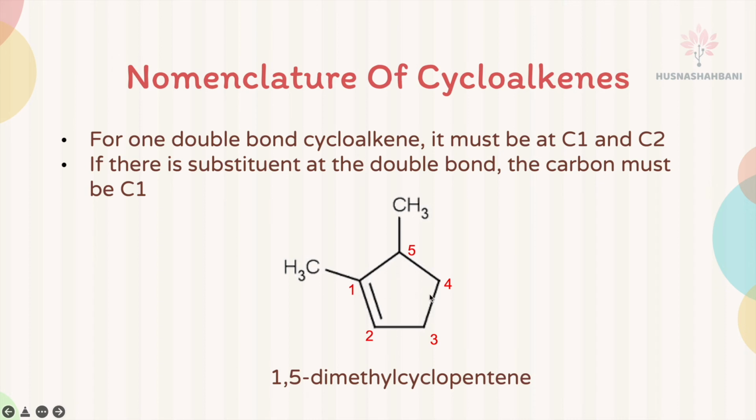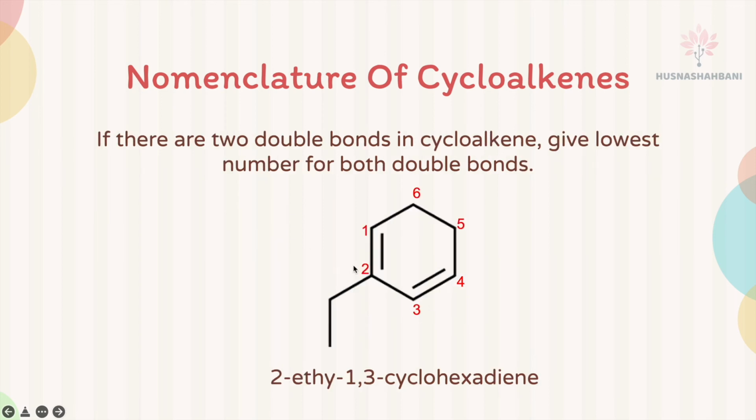So this cycloalkene's name is 1,5-dimethyl: 1 methyl at carbon 1, methyl at carbon 5, and then cyclopentene. Okay, cyclopentene. You don't need to write the position of the double bond. So just 1,5-dimethylcyclopentene. If there are 2 double bonds in a cycloalkene, give the lowest numbers for both double bonds.